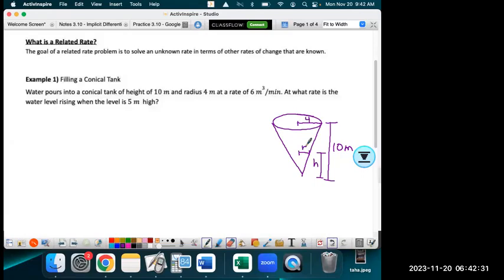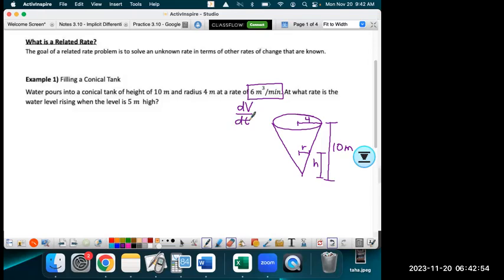So then I'm going to start labeling some other pieces of information, like our rates. I see a rate of 6 meters cubed per minute. I know that that's the change of my volume because I see meters cubed. And because it's per minute, I know that my independent variable is time. So this I would call dV for the change in my volume over dt for the change in my time.